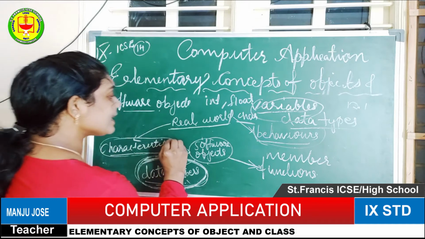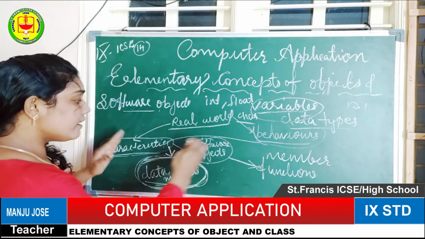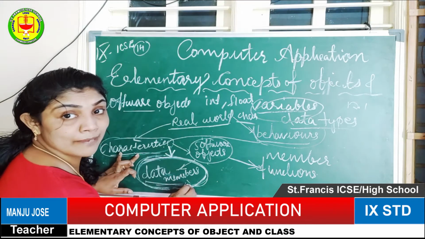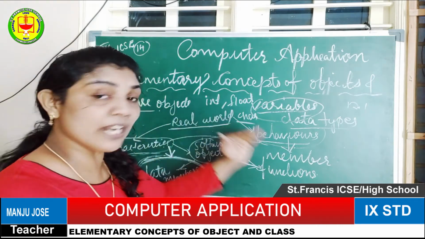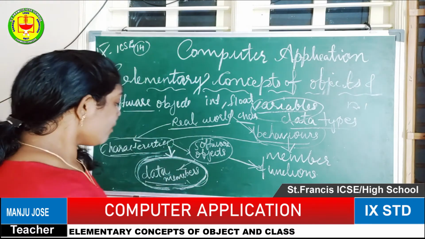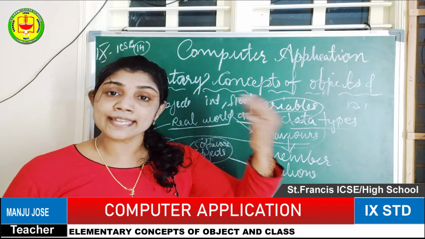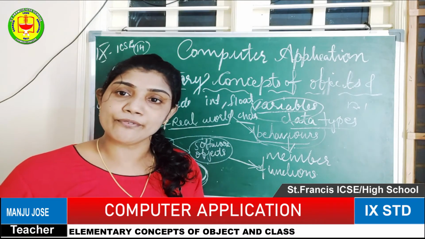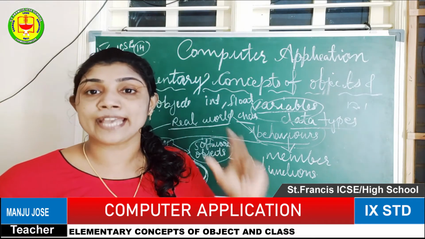So this is what we consider a real world object. When we come to the software object, the real world object's characteristics are converted to data members or variables, and behavior is converted to member functions or actions. The data members are the variables we use in the entire programming. We use different data types: integer variable, float variable or character variable.